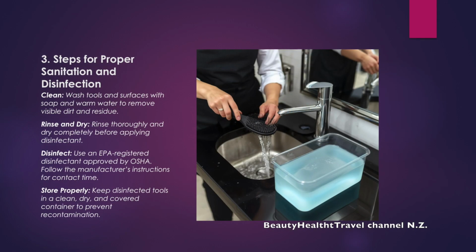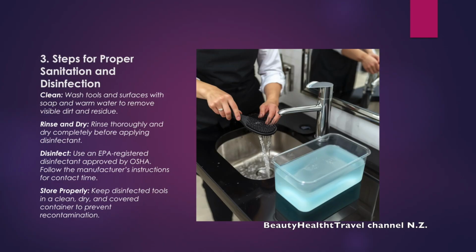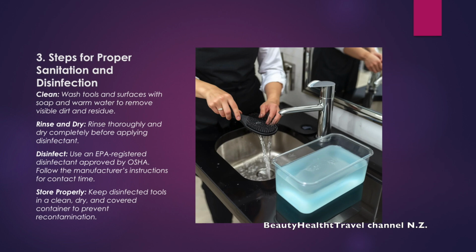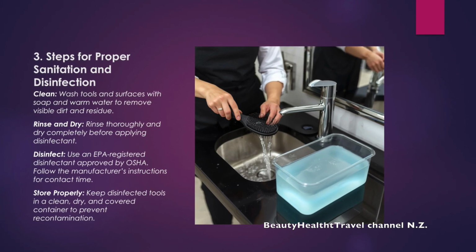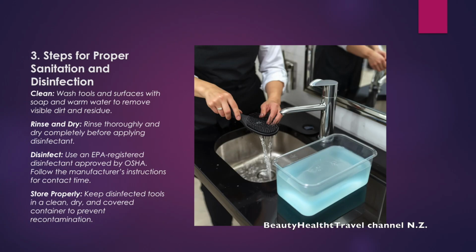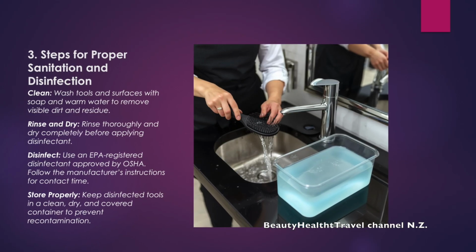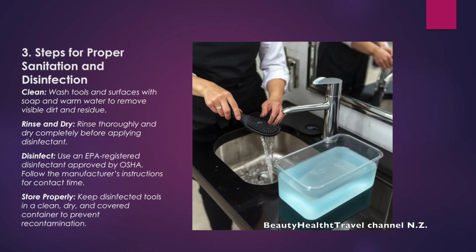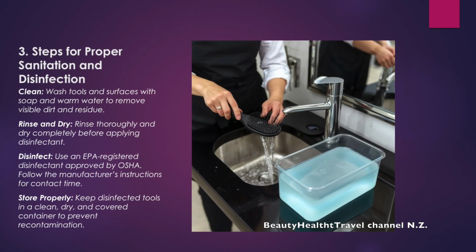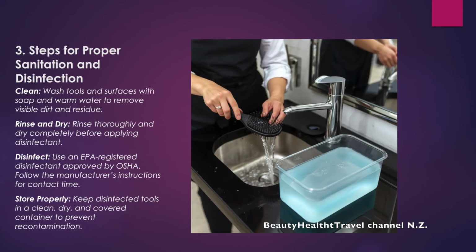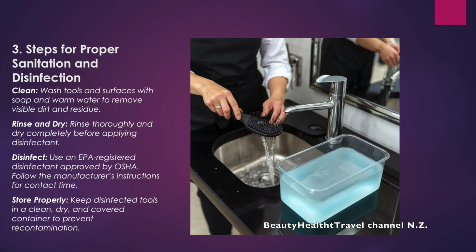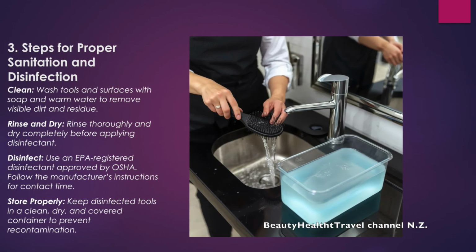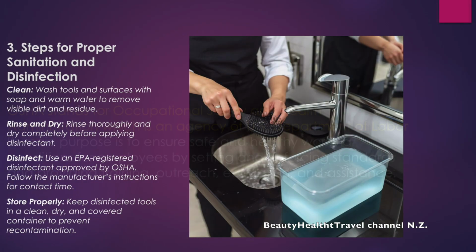Steps for proper sanitation and disinfection. 1. Clean. Wash tools and surfaces with soap and warm water to remove visible dirt and residue. 2. Rinse and dry. Rinse thoroughly and dry completely before applying disinfectant. 3. Disinfect. Use an EPA Registered Disinfectant or one approved by local health authorities. Follow the manufacturer's instructions for contact time. 4. Store properly. Keep disinfected tools in a clean, dry, and covered container to prevent recontamination.